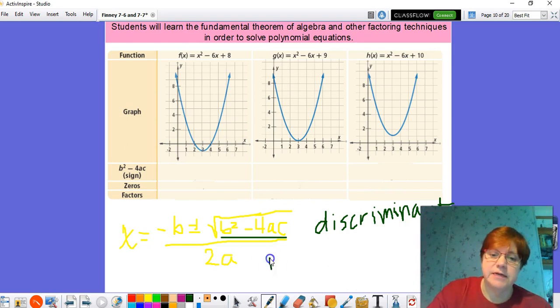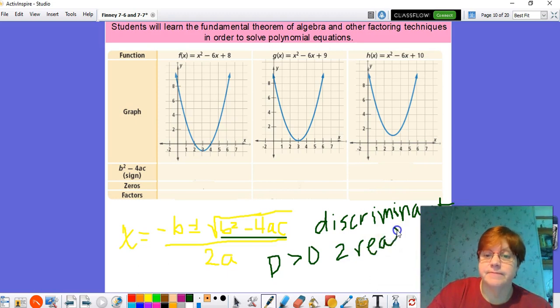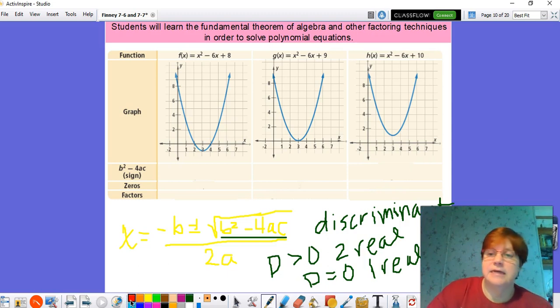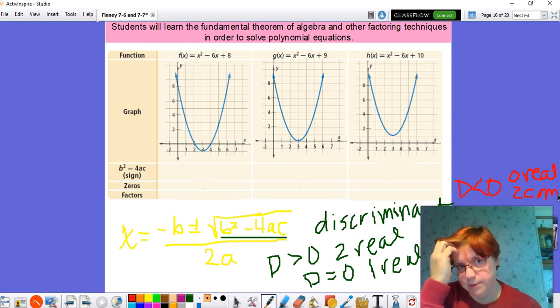Okay, so that tells you what types of solutions you're going to have. If your discriminant is greater than 0, then you have 2 real solutions. If the discriminant equals 0, then you have 1 real solution. And if your discriminant is less than 0, then you have 0 real solutions, or 2 complex. So that's what we're looking at here.